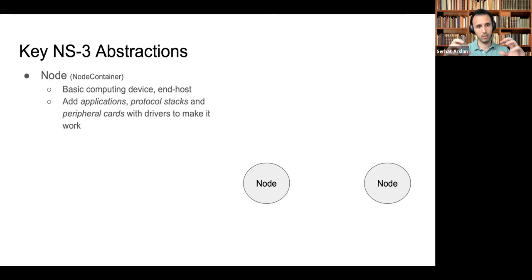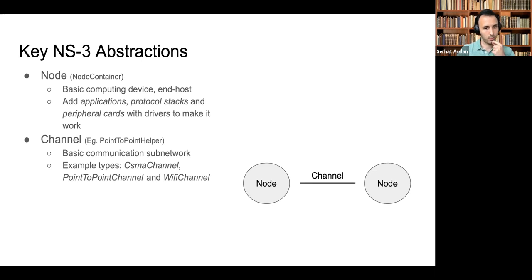The most basic abstraction in NS3 is a node. A node is a basic computing device, a host, you can think of it as. Switches are also defined from nodes. Any computing device in your network would be a node. And then you would add application protocol stacks or peripheral cards to make it work. How? Let's see that.